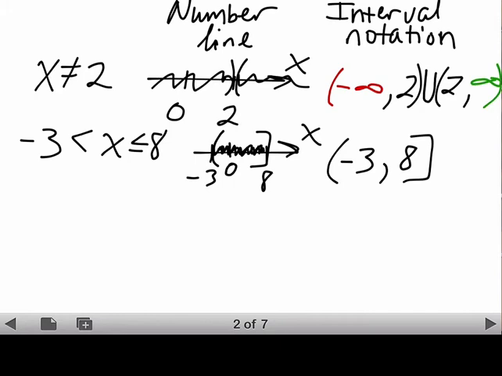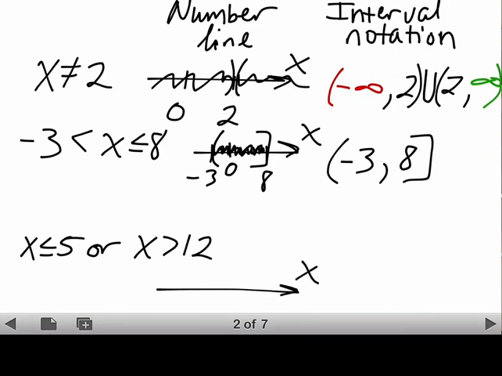Finally, we have the compound inequality x is less than or equal to 5 or x is greater than 12. On a number line, this can be expressed by marking our 5 and our 12. And since we have the non-strict inequality x is less than or equal to 5, we're going to use a square bracket that opens to the left at 5. And we have the strict inequality x is greater than 12. So we're going to use a parenthesis that opens to the right at 12.